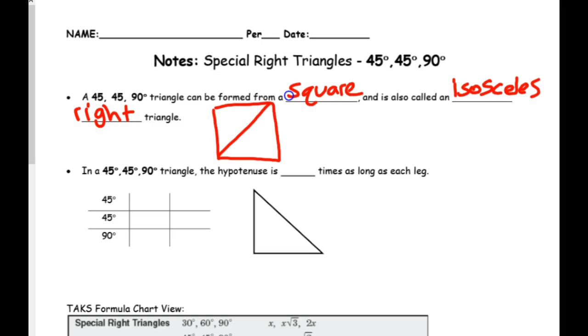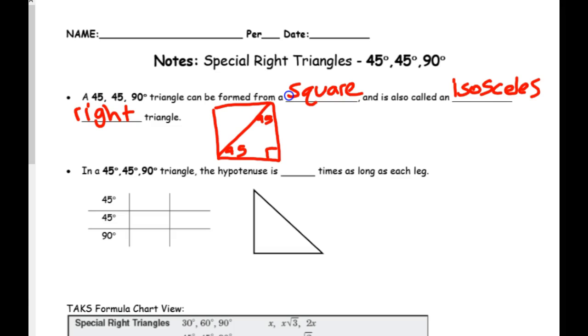Oh, okay. True. So, if you have a square cut in half, that's an isosceles right triangle, and that makes 45, 45, 90. Here's why. If that 90 degrees is cut in half, then that's going to be 45. That'll be 45. That'll be 90. Cool. Now, what did we learn from the warm-up?